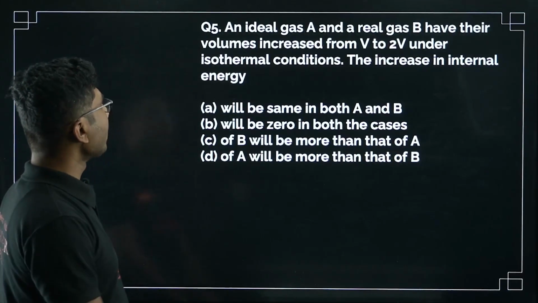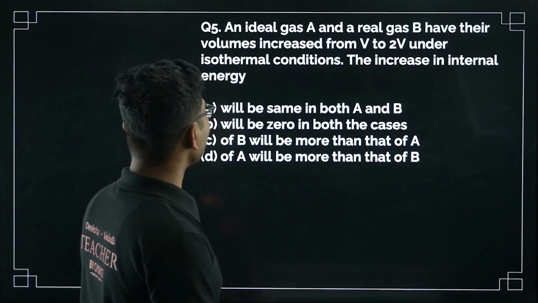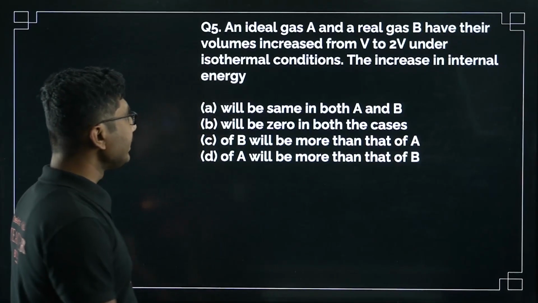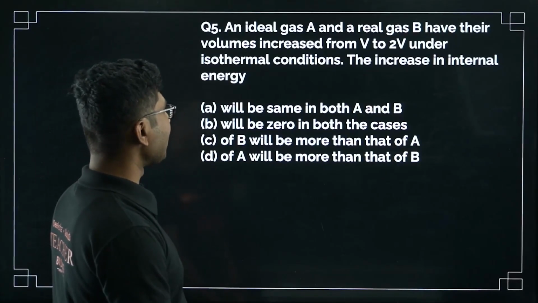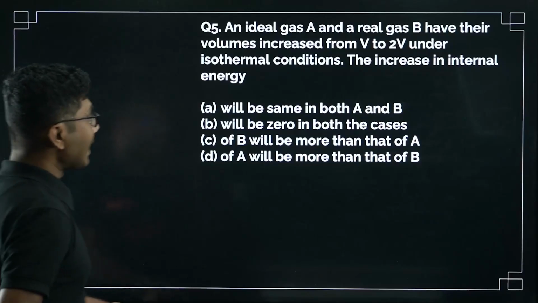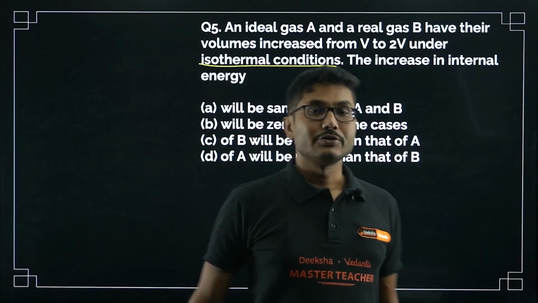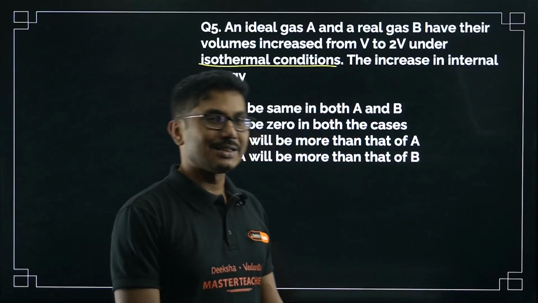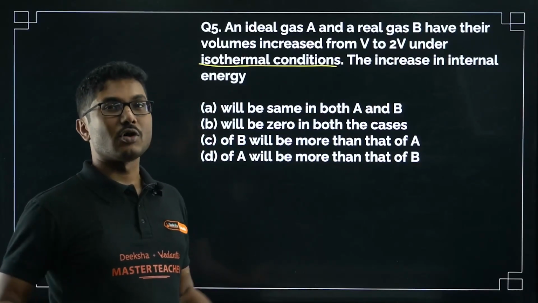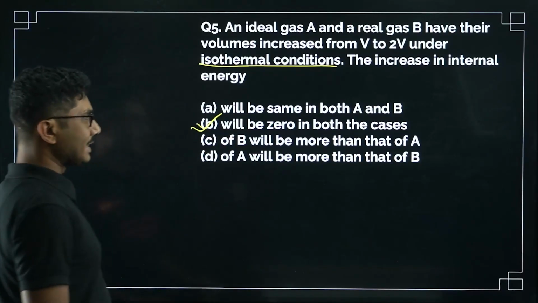Now let's move on. An ideal gas A and a real gas B have their volumes increased from V2 to V under isothermal conditions. The increase in internal energy, so isothermal condition means temperature is constant. So in constant temperature, internal energy change is 0, no matter ideal gas or real gas, does not matter. So it will be 0 in both cases.